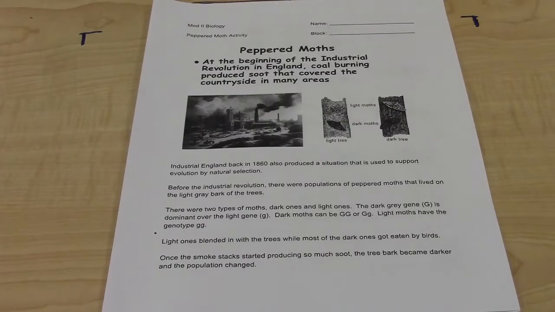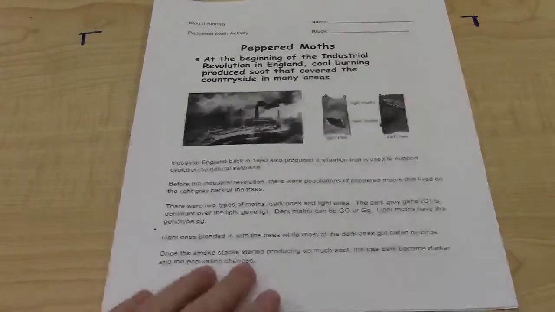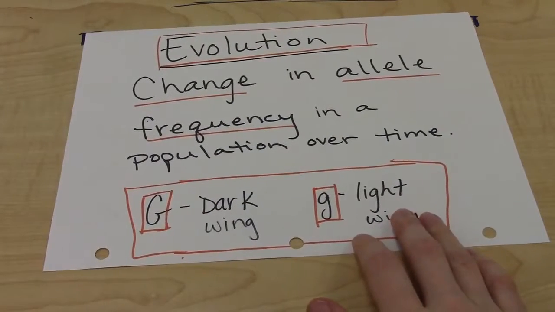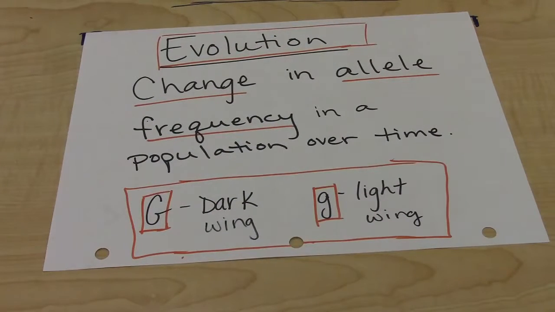This is an activity about evolution. It's showing how natural selection has worked on peppered moth populations during the Industrial Revolution in order to cause a microevolutionary change. So in this activity, we're going to redefine evolution as the change in allele frequency in a population over time.